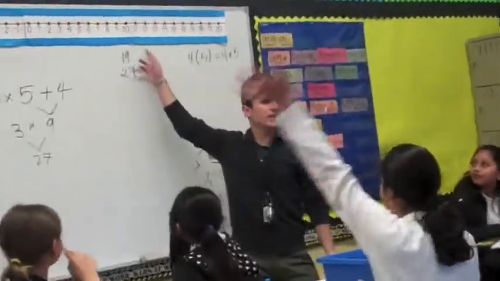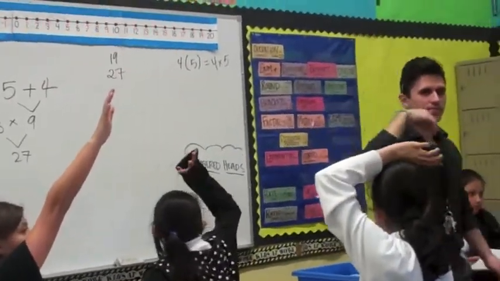I said that if there were parentheses around the 5 plus 4, it would be 27, because parentheses mean that you do that first, so it would be 9 times 3. Okay, very nice. All right. Who wants to share how we would get 19 in this case? Miguel?